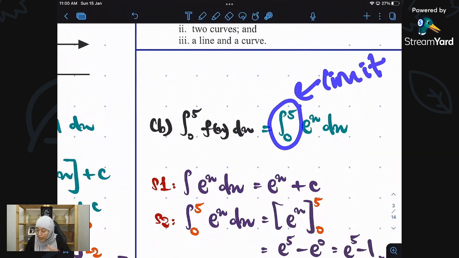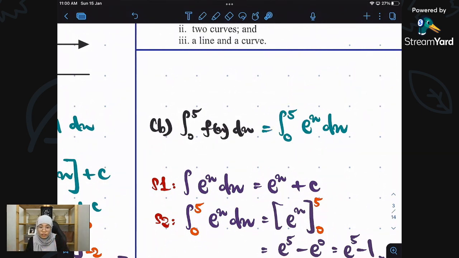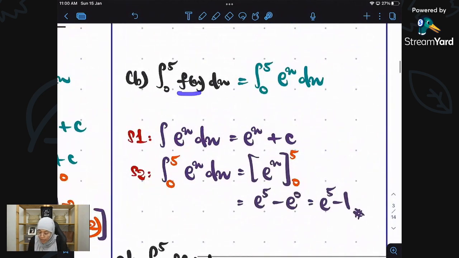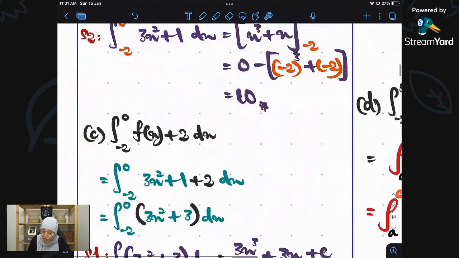This limit will help you choose the correct function to be put inside of the integral. Okay, and so you got 1 mark already there, and then you, as usual, do step 1 and step 2, and then you will get this answer, exponent 5 minus 1. And then look at question C.